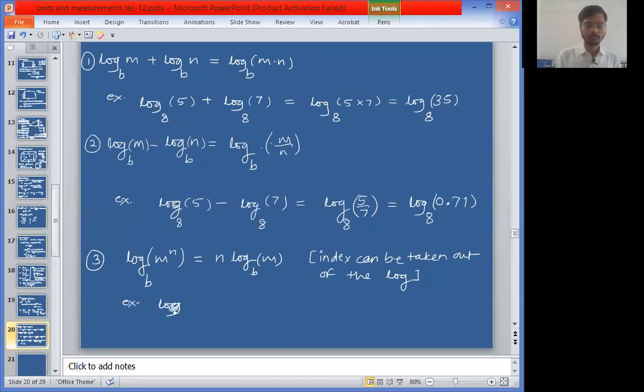Example: log of 3 raised to 7, base 8. I'm not saying log 3 whole bracket and then 7. I have written log of 3 raised to 7 to the base 8 is equal to, this index can be taken outside the log. Log of m raised to n is n log m, m as it is. This is m, this is n. Index can be taken out of the log. 7 log 3, base 8 as it is.